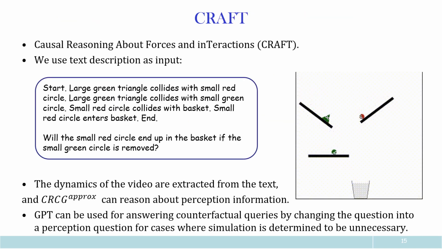We additionally apply CRCG's approximation to the CRAFT dataset. And instead of using the video to be parsed, we use the provided description. In this instance, the question asks if the small red circle will end up in the basket if the small green circle is removed. CRCG's approximation determines that the green circle is not relevant and the problem can be answered without simulation, for this example. Furthermore, we can rephrase the question as a perception question and ask GPT to answer it for a similar improvement. Instead of, will something happen if this object is removed, we ask something like, did something happen in the video?